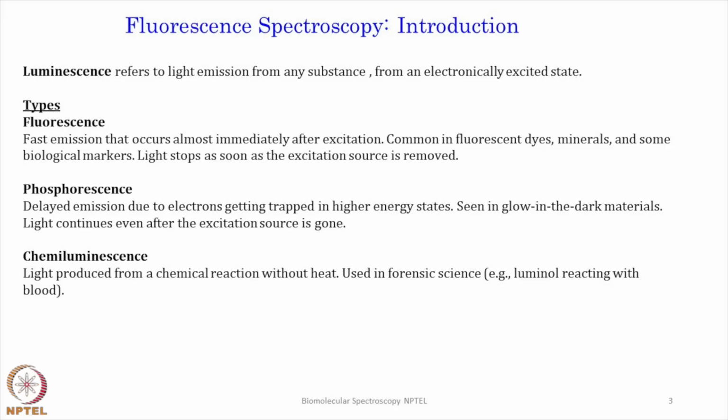So, let us start a little bit backward. First, let us start with something called luminescence. Luminescence is light emission from any substance from an electronically excited state. As I said, the electron went from the ground state to the excited state, right. Now, it has to come back. When it comes back, light is emitted, and this is called luminescence. That is the broader sense. Luminescence can be of various types.